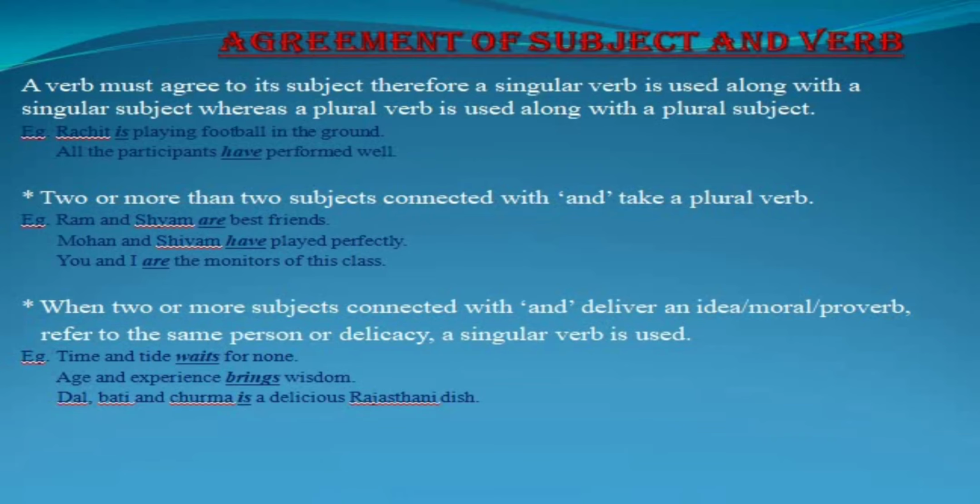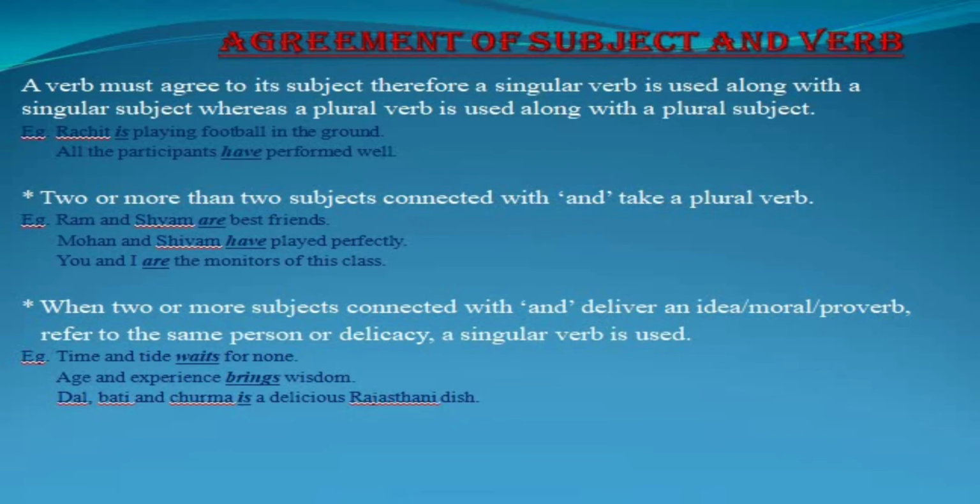Next point, two or more than two subjects connected with 'and' take a plural verb. If there are multiple subjects before and after 'and', we use a plural verb along with these subjects. For example, Ram and Sham are best friends. Mohan and Shivam have played perfectly. You and I are the monitors of this class. There are two subjects, you and I. Therefore, we have used a plural verb are.